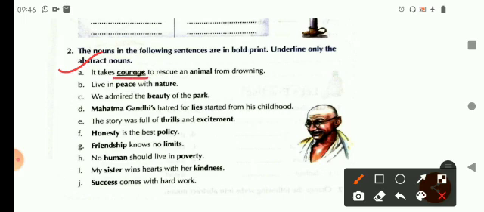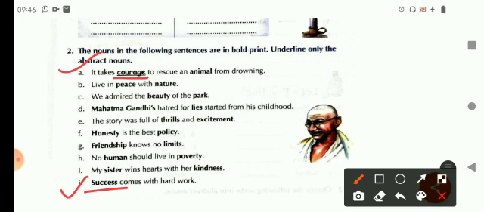Now let's come to the next. I'll tell you the last one. Okay, this one: Success comes with hard work. In this sentence, only one word is written in bold letters, that is success. So success is also an abstract noun, because you cannot see success, you cannot touch success, you can only feel it, you can experience the success. So success is an abstract noun in this sentence.